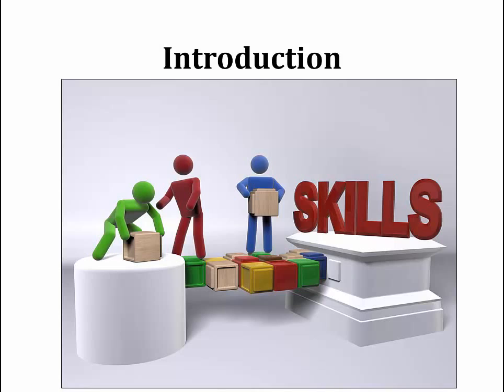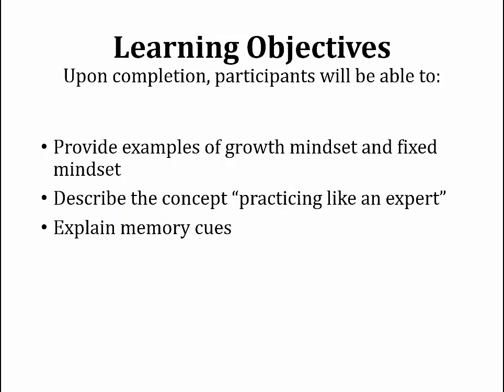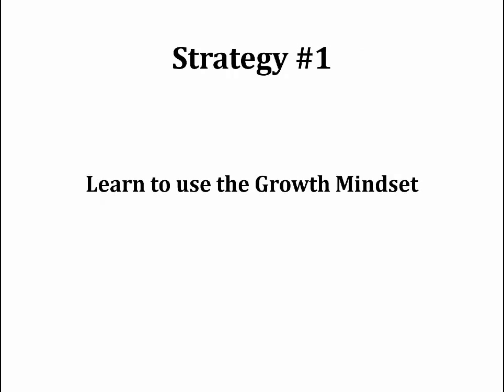This presentation is about strategies that parents, students, and educators can use to develop and improve a student's cognitive abilities. Strategy 1, build a growth mindset. Strategy 2, deliberate practicing or practicing like an expert. Strategy 3, use mnemonic devices or memory cues. Upon completion of this presentation, participants will be able to provide examples of growth and fixed mindsets, describe the concept of deliberate practicing, and explain what memory cues are.